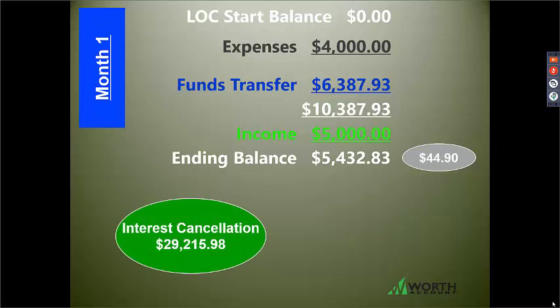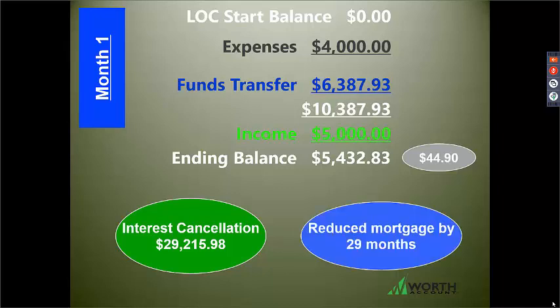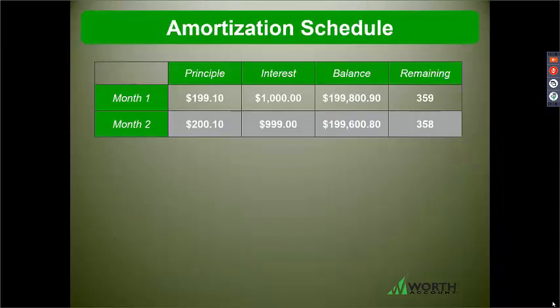So this funds transfer of $6,387 just canceled $29,215.98 on our mortgage and reduced our term by 29 months. Now, that might not seem like a whole lot, but let me show you where it is a whole lot.